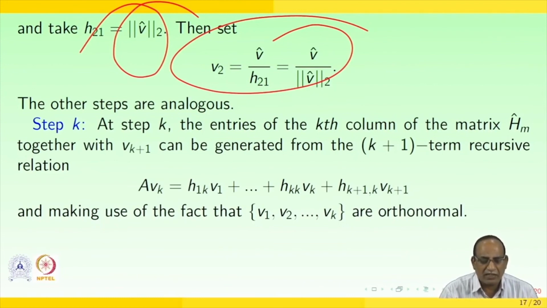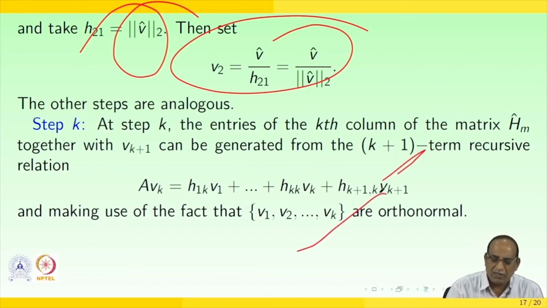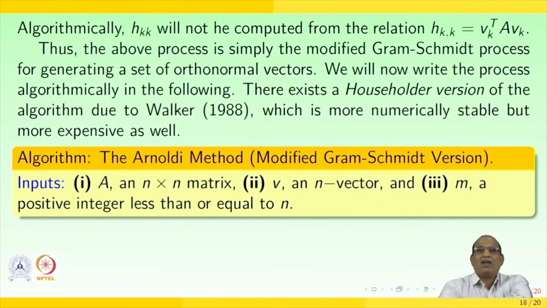The other steps are as follows. At the kth step, the kth column of the matrix H with entry k plus 1 can be generated from the recursive relation. A v_k equals h1k v1 plus h2k v2 and so on, a linear combination, and then it also becomes a basis. Algorithmically, h_ik is computed from the relation h_ik equals v_i transpose A v_k. Thus, the above process is simply the modified Gram-Schmidt orthonormalization process. We will now rewrite the process algorithmically in the following.